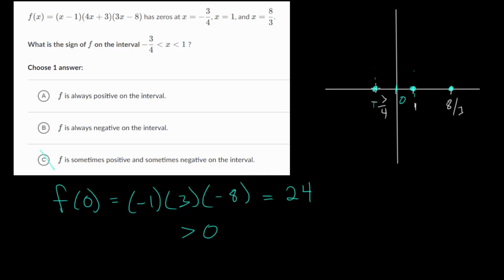So between these two zeros, it is always a positive number because we know with a polynomial, between two consecutive zeros, it's either always positive or always negative. And in this case, since one of the x values gave us a positive y value, therefore all the other x values will also give positive y values on that interval. So choice letter A is correct here.